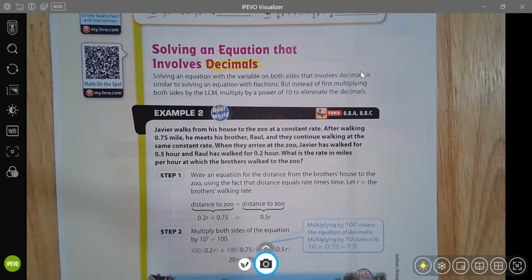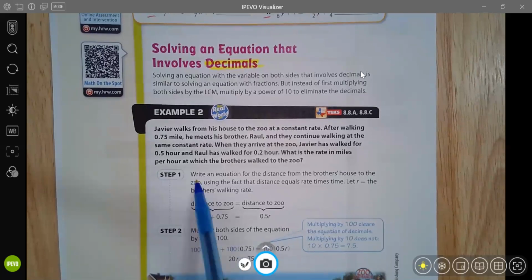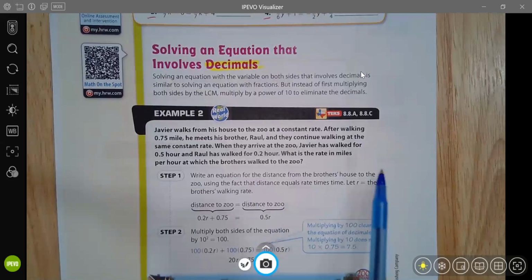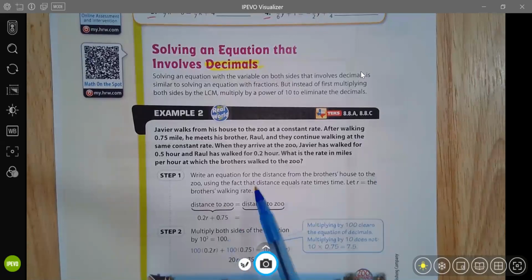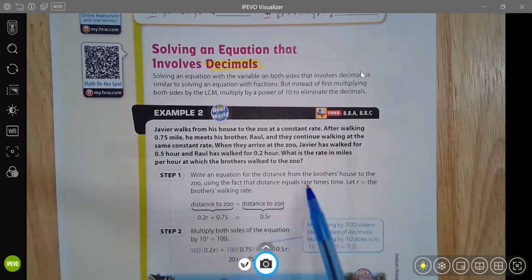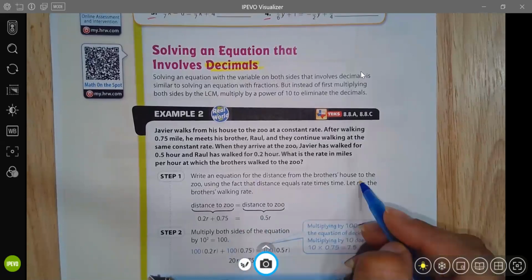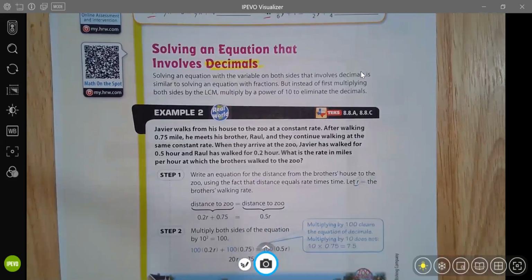Okay. So step one, first we're going to have to create the equation for this particular scenario. And that equation is going to be the distance from the brother's house to the zoo using the fact that distance equals rate times time, okay? And here it says, let R equal the brother's walking rate. So this is going to be the variable that we're using for this particular equation.